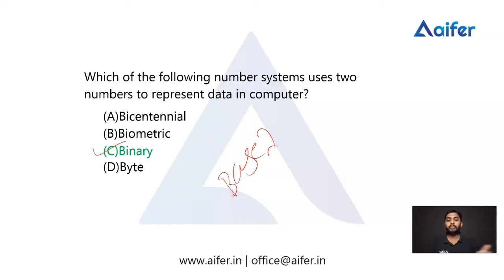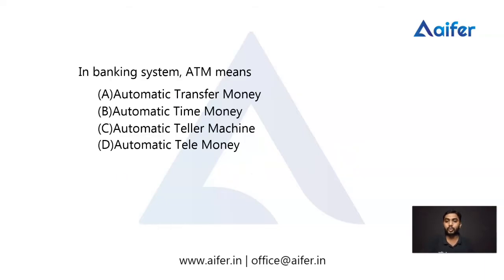It is the number system, the combination of two numbers, that is 1 and 0. So the binary number system, or the base 2 number system, is used to represent data in computers, and it uses two numbers to represent data in a computer. So we have to understand that. Then we can move to the next one.